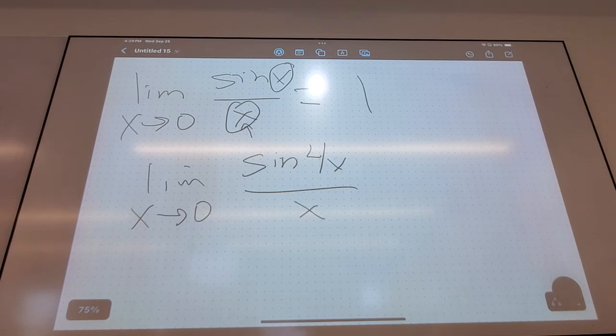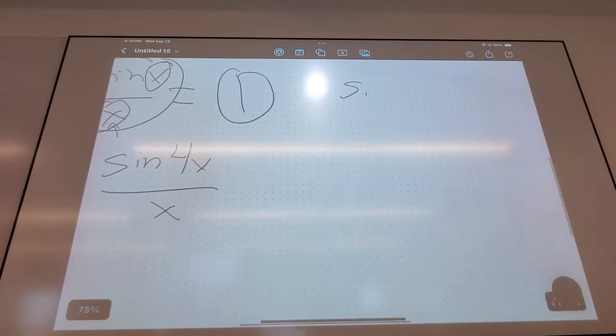Because the angles are different. The rule says it's 1 if you have the same angle. And don't get me wrong, I need you to understand. Very often we'll get, very quick side note.